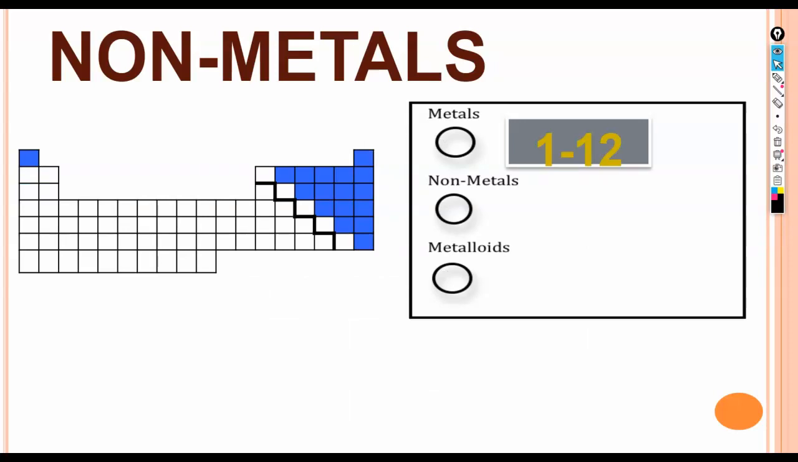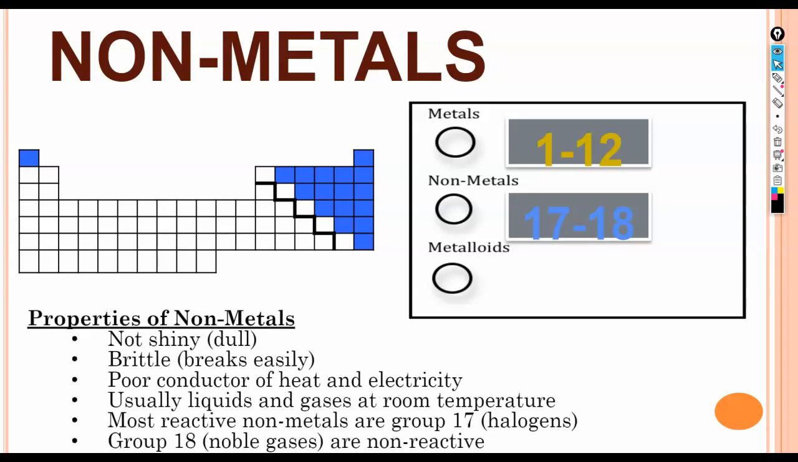Okay, so nonmetals tend to be in groups 17 and 18, but they're also in some of the other groups. And here are some properties of nonmetals. A lot of the nonmetals that you see on the periodic table are actually gases. For example, hydrogen, helium, neon, oxygen, those are all gases. And so properties of nonmetals: they're not shiny. If they're a solid, which some of them are gases, but if they are a solid, they tend to be dull. They tend to be brittle, which means they break easily, and they are not a good conductor of heat and electricity. In fact, they're usually liquid or gas at room temperature.